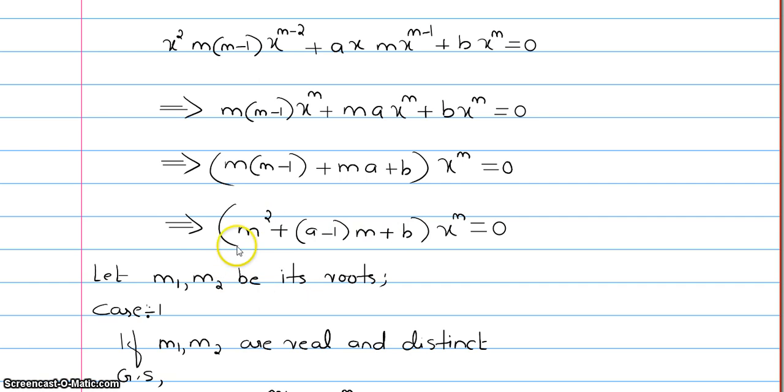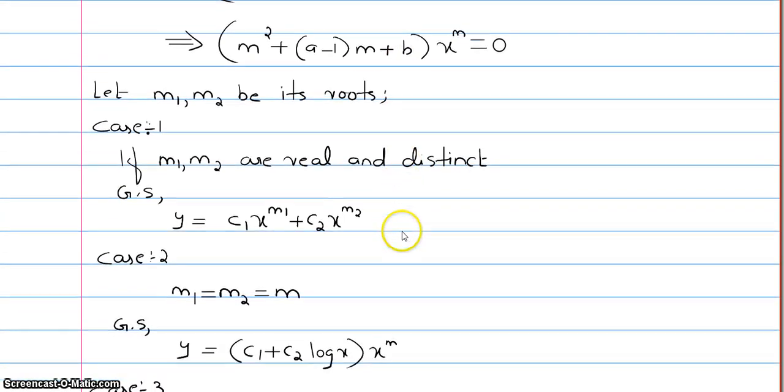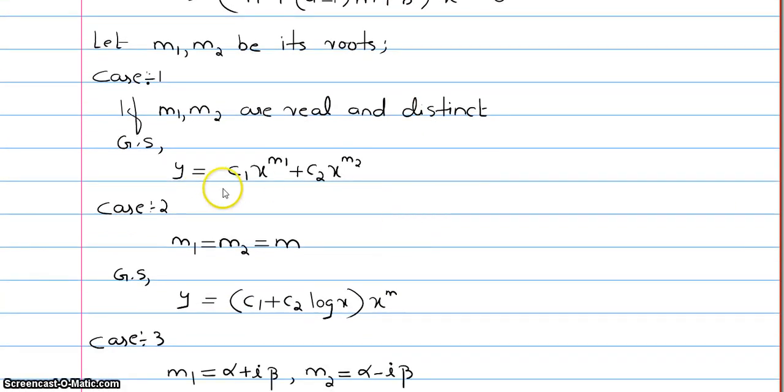This is known as the auxiliary equation, and depending upon the roots of this quadratic equation, three cases will arise for the general solution format of the Euler-Cauchy differential equation. Let m1 and m2 be the two roots of this quadratic equation. If the roots are real and distinct, then the general solution will be y equal to c1 x raised to m1 plus c2 x raised to m2. Just replace m1 and m2 by the real root values.